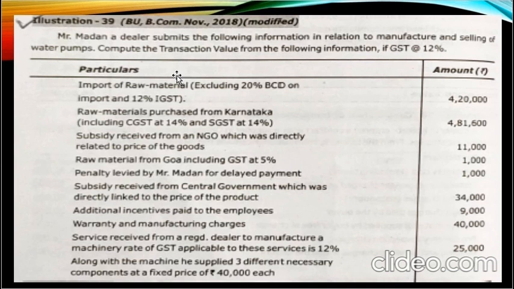When GST is included, you need to exclude that GST and write the raw materials or purchased item value. So here 14% CGST and 14% SGST, so totally 28%. So this value, 4,81,600, is including GST of 28%. Then 100 plus 28% will give you 128%.